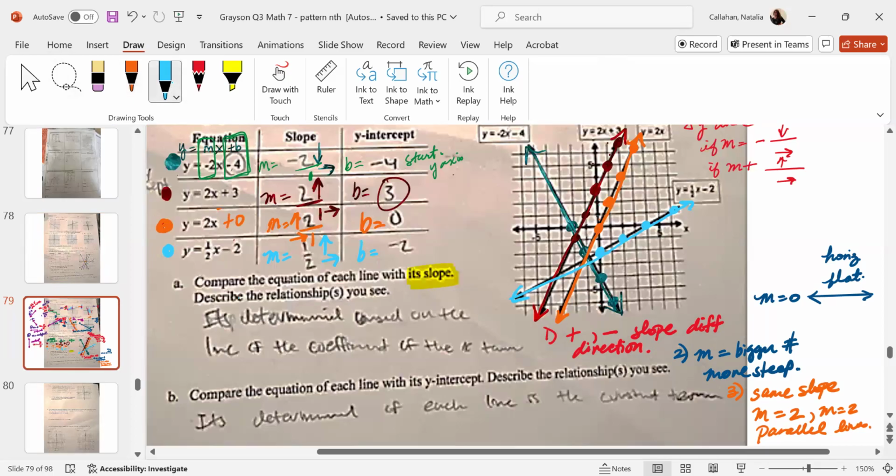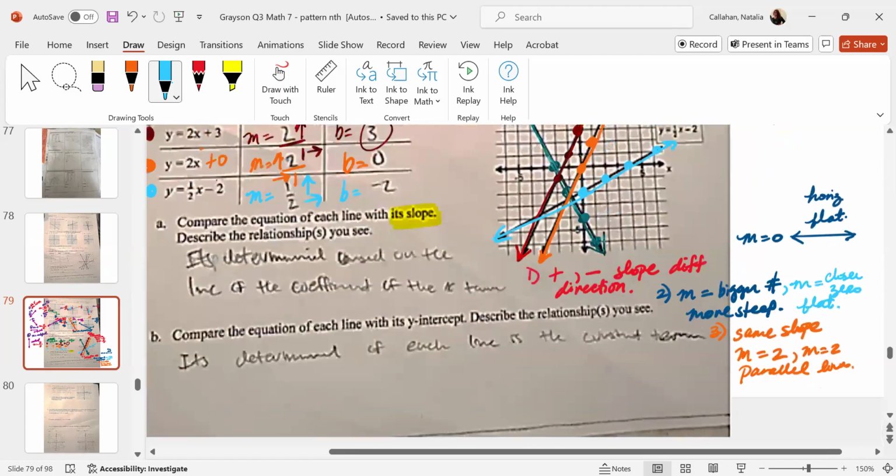And then also part of this one is if the slope is closer to 0, the more flat it is, right? Because it's closer to 0, and 0 indicates you have a flat horizontal line, right? Okay.